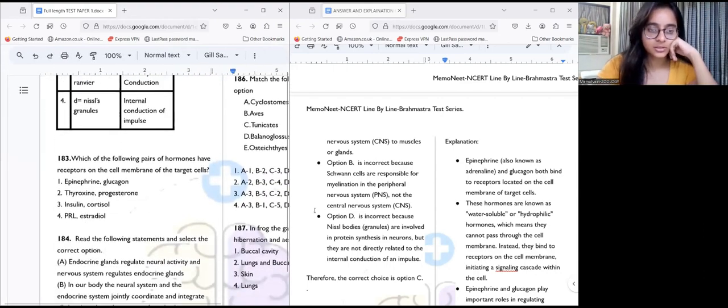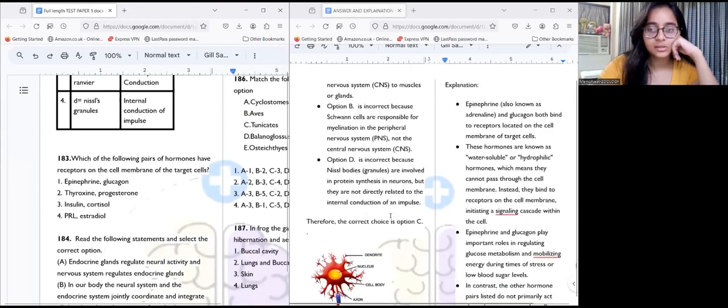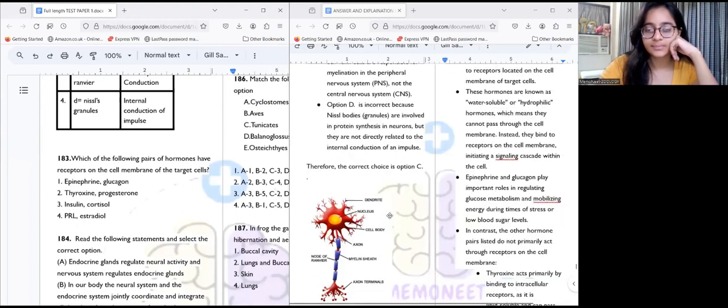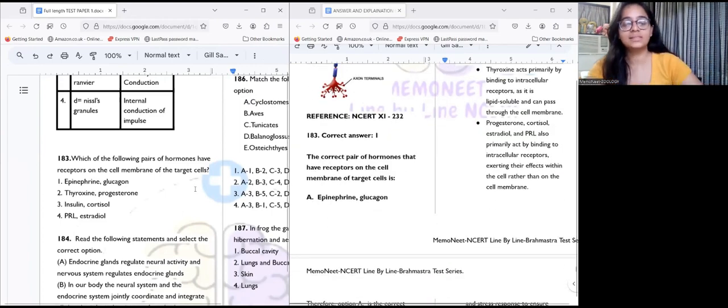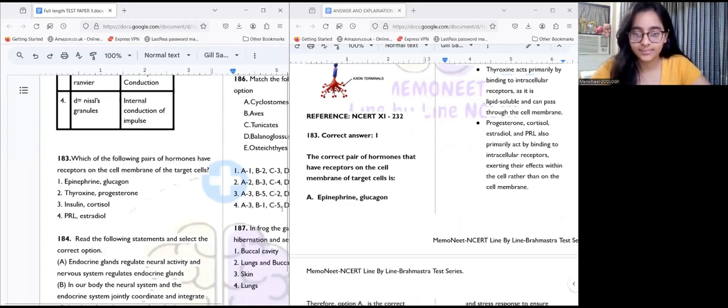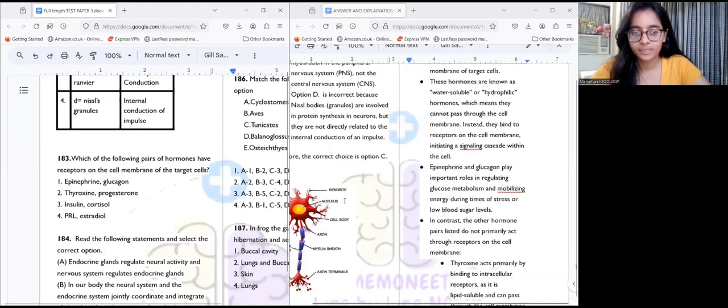For the 183rd question, which of the following pairs of hormones have receptors on the cell membrane of the target cell? Okay, so we need to see which of the hormones have receptors on the cell membrane. So the answer is option number 1, that is epinephrine and glucagon. Both of these have receptors on the target cells.